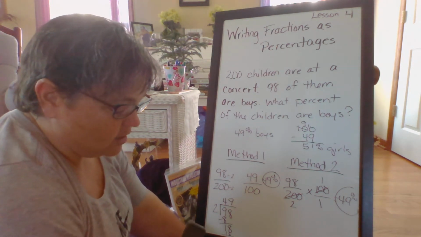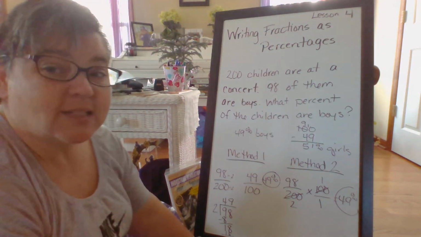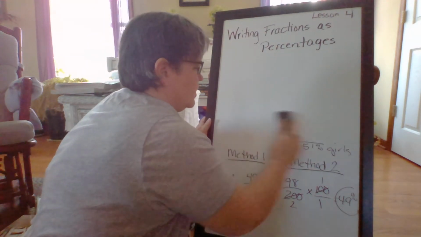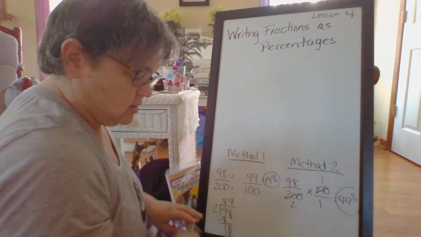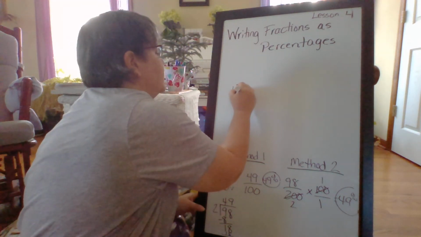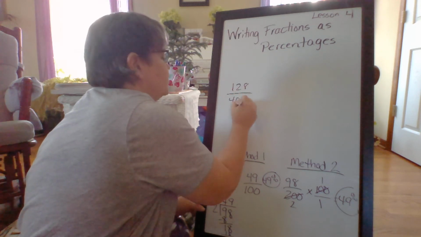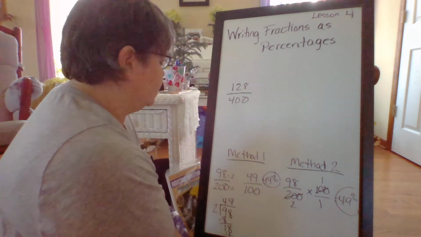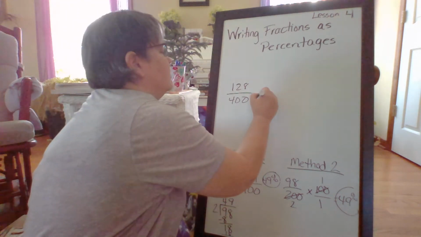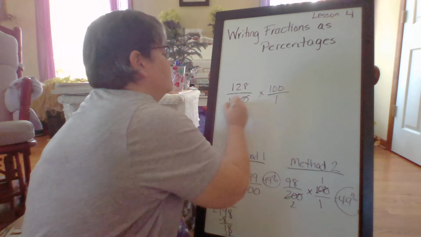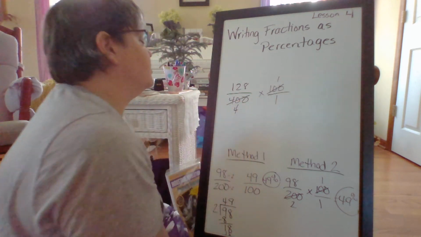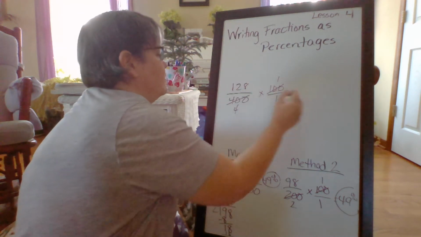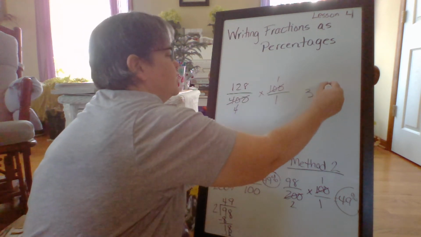You are ready to do workbook exercise 19. I'm going to do just a couple more really quickly. 128 over 400. Okay. You can choose which method. If we use method 2, we're going to reduce, and we're going to divide 4 into 128. 4 into 12 is 3. 4 into 8 is 2. We're going to get 32%.